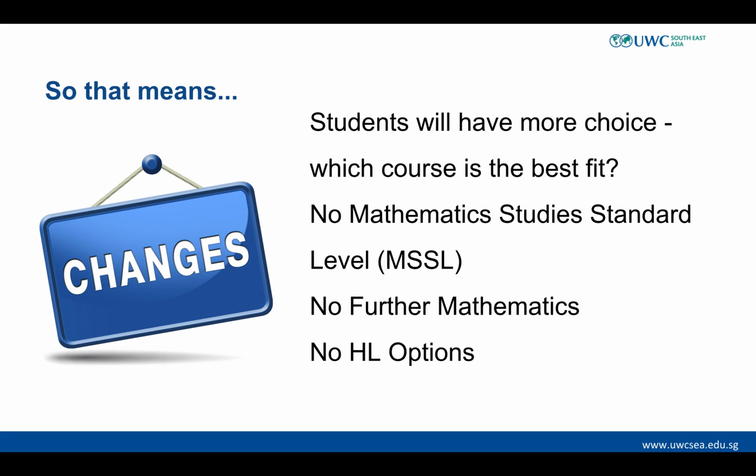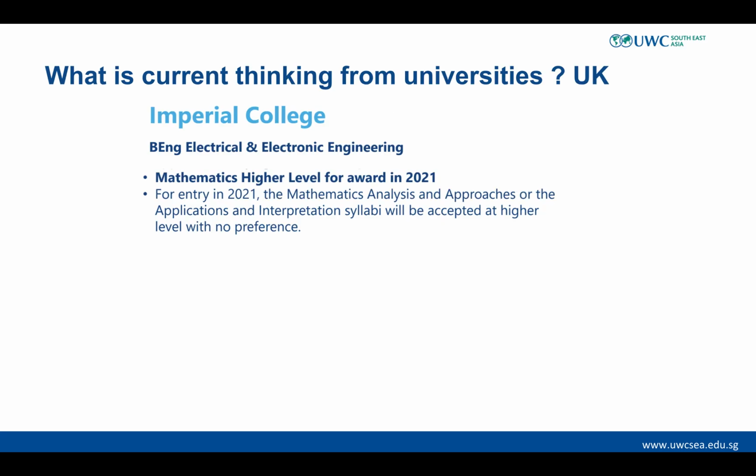For those of you who are familiar with the old Maths IB courses, this is a summary of the main changes. There's no Maths Studies standard level, there is no further mathematics, and there are no high level options. Current thinking for UK universities, we've already covered that. Again, for more information, just drill into the individual websites. More and more universities across the world are updating their websites with specific requirements for the new IB courses.